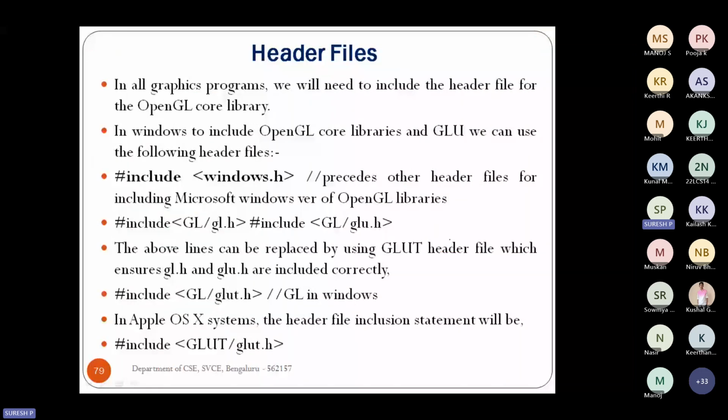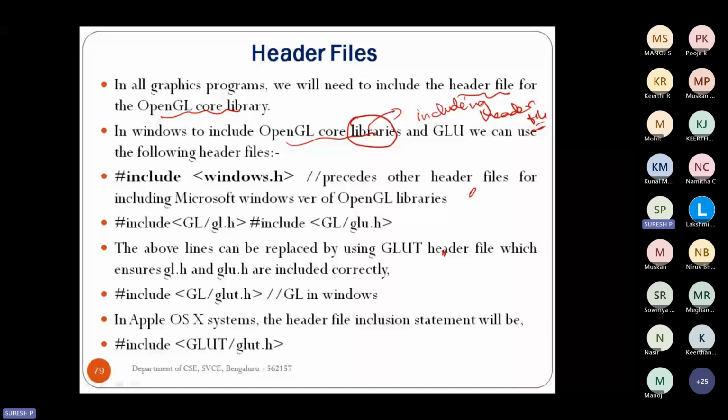So the OpenGL core libraries are included, and you can use the following header files. Libraries are always included through a header file. These header files provide the built-in functionality which you are going to have. So to include the OpenGL core libraries, first we should have some set of header files.